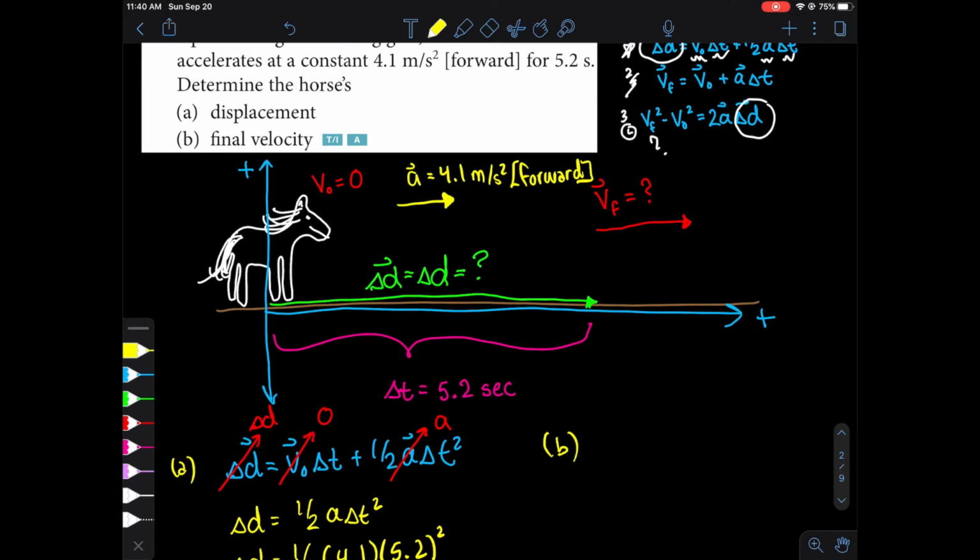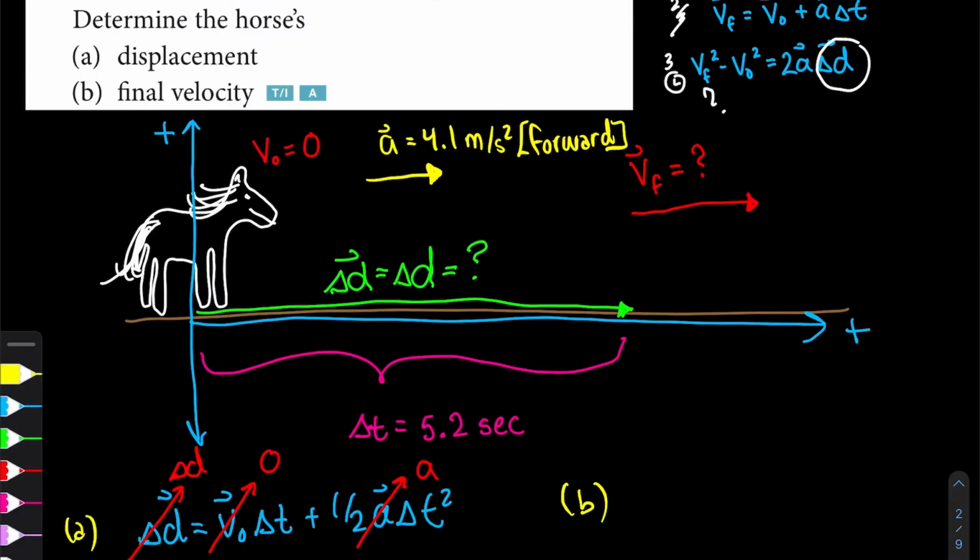And what was part B asking us to find? Part B was asking us to find the final velocity.